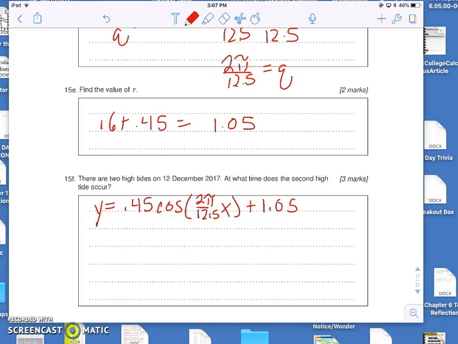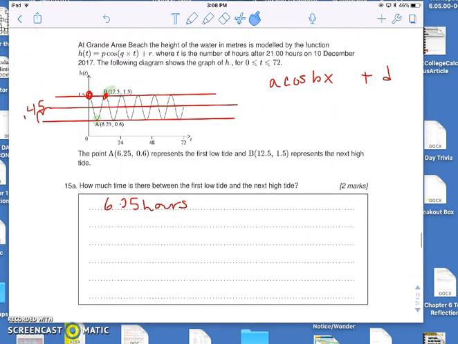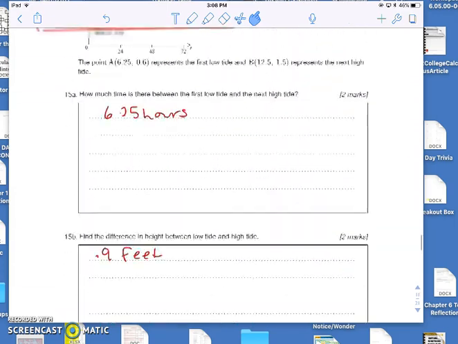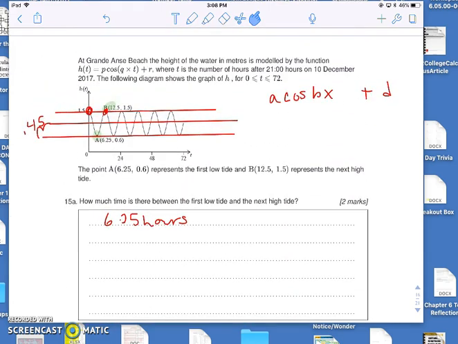There are 2 high tides on December 12th. At what time does the second high tide occur? So, let's see. Wait, what date do we want? December 12th. So that's quite a few days after this, because when is this? This is for 2100 hours. Military time. What time is 2100?